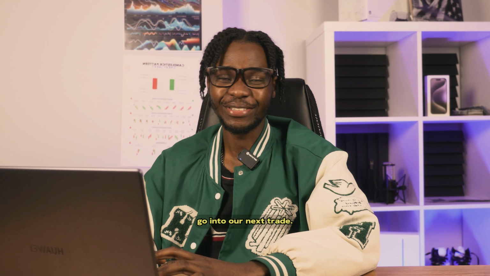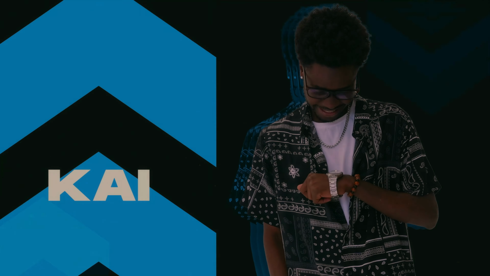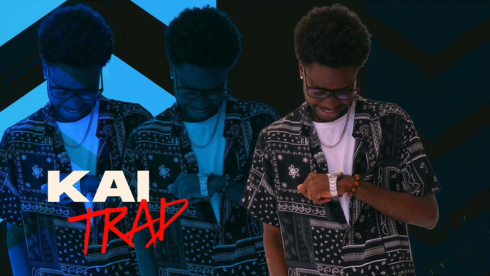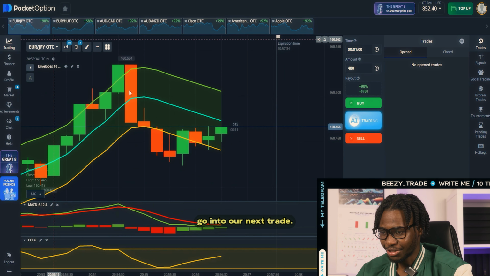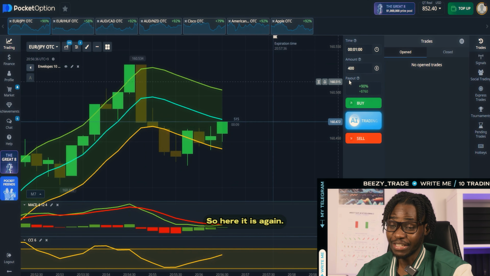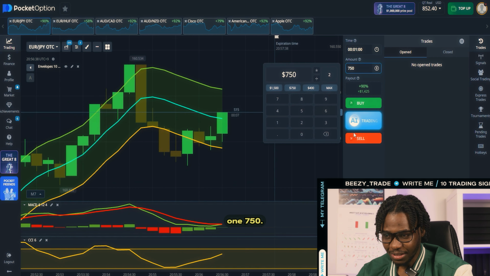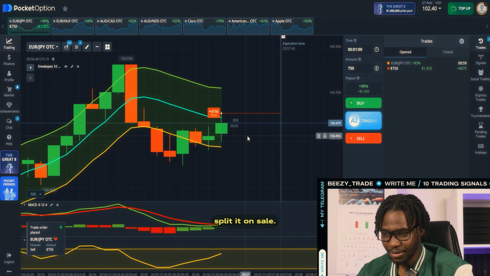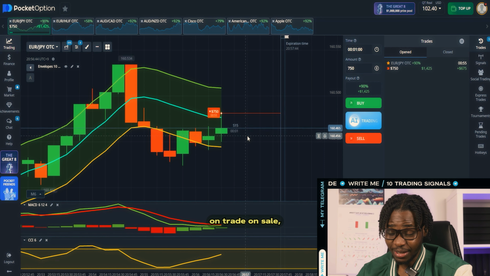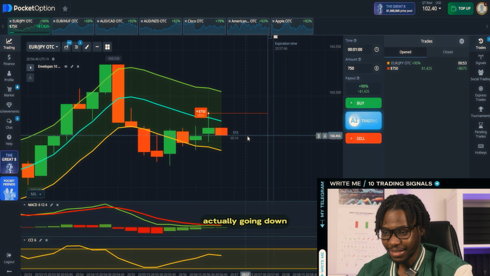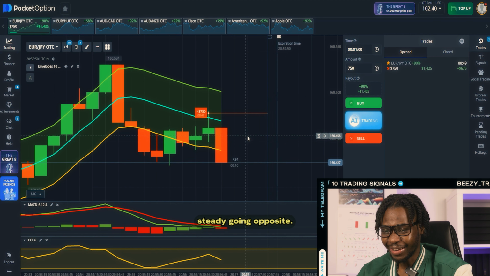So right now, let's go into our next trade. So here, let's again increase the amount like the previous one to 750, and then let's place it on sale. And at least this time, after placing on sale, the market is actually going down. Like the previous one, after placing on sale, the market started going opposite, and I was really terrified.